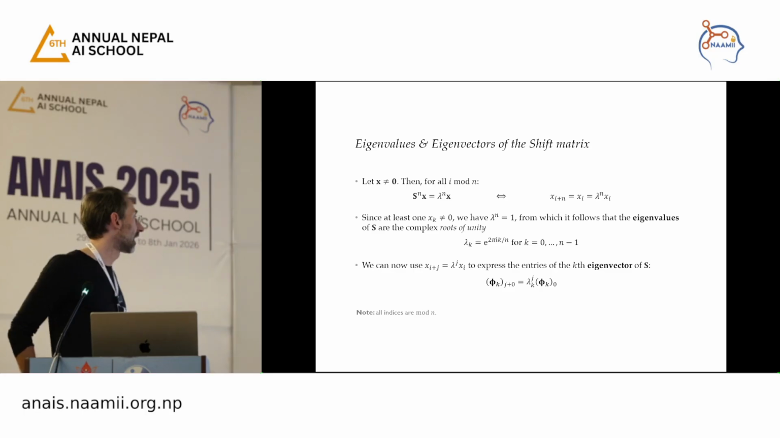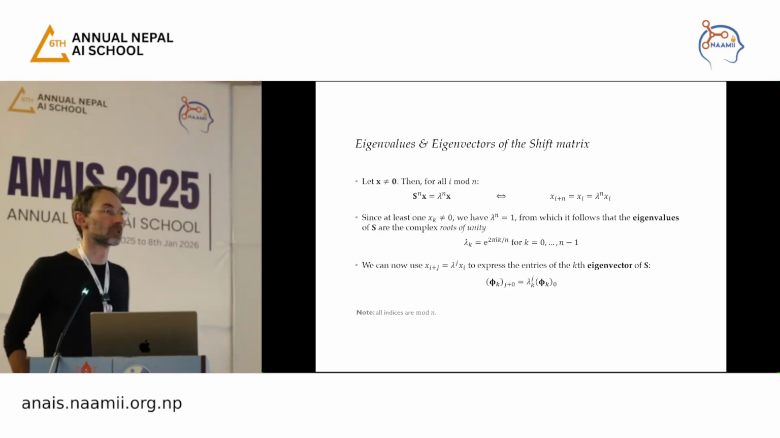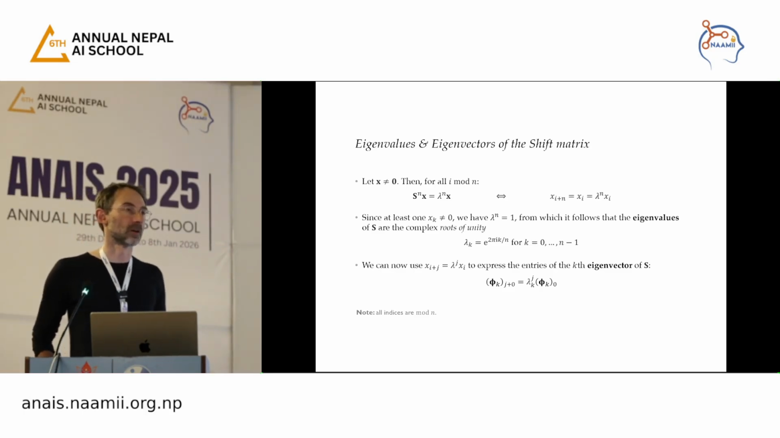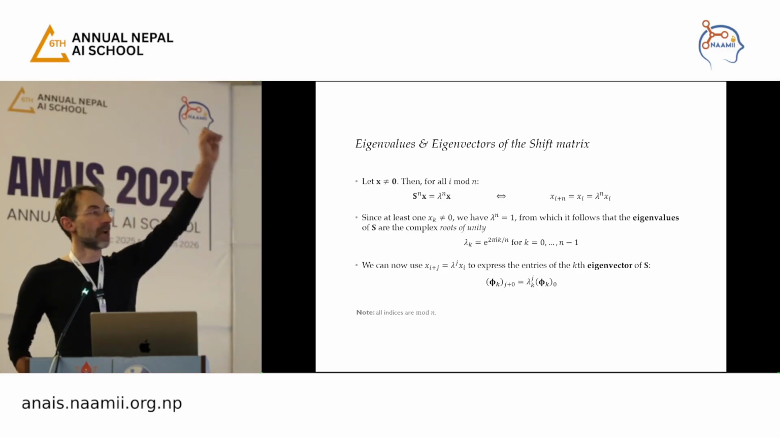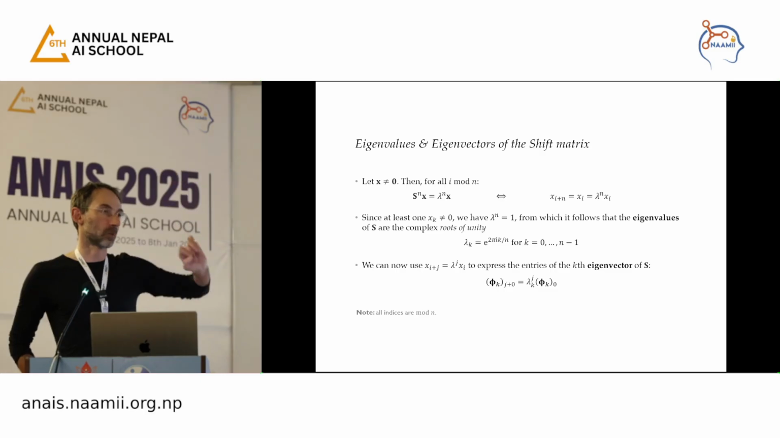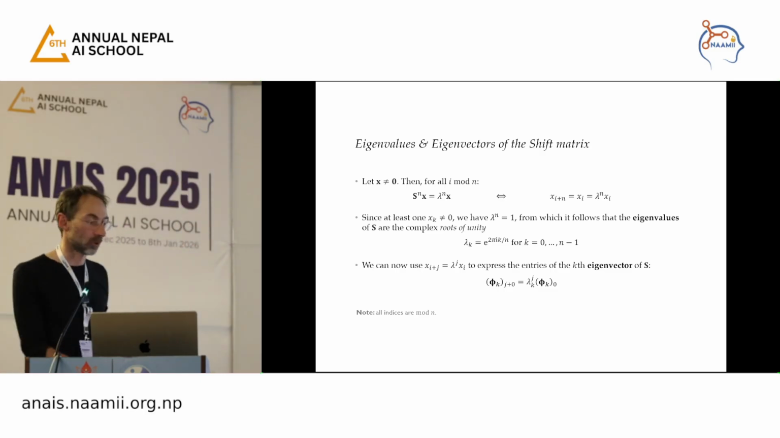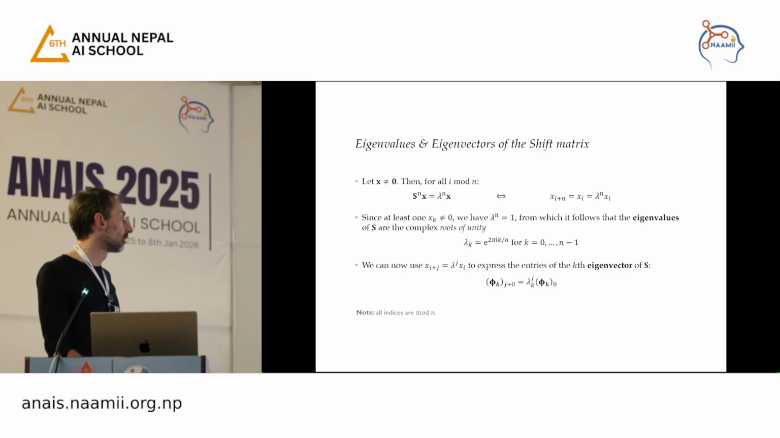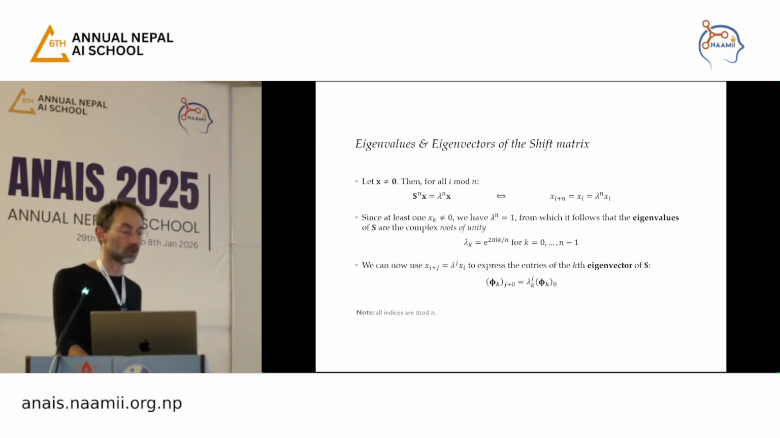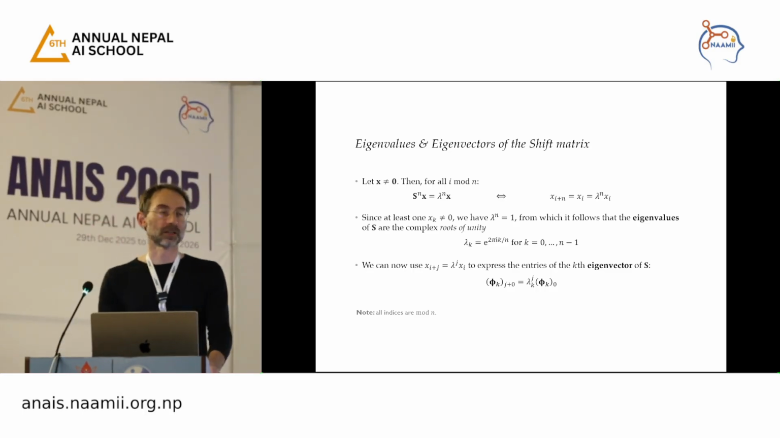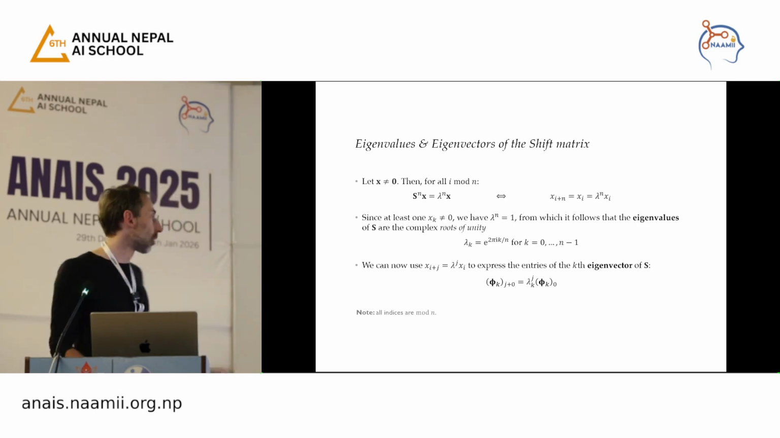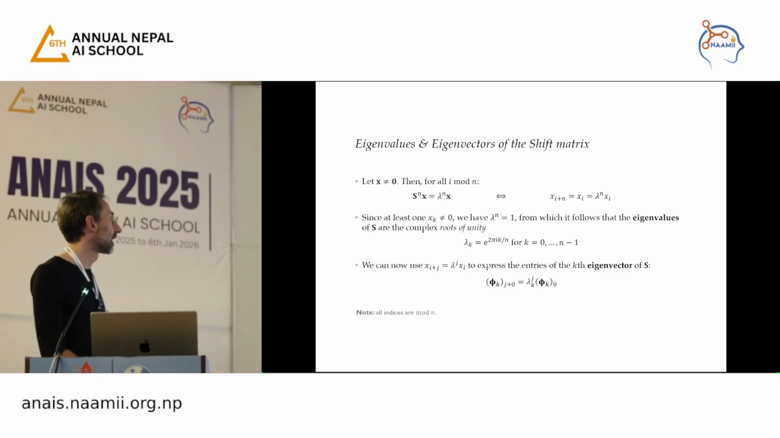So it means that the eigenvalues of S are complex roots of unity, right? So that's how we define the roots of unity. They are elements on the unit complex circle, and they look like this, right? e to the power 2 pi i k over n, for k going all the way from 0 to n minus 1, right? So these are the eigenvalues of the shift operator, okay? So now we know how the lambdas look like. Again, we can plug it in here and we can compute the eigenvectors, right?